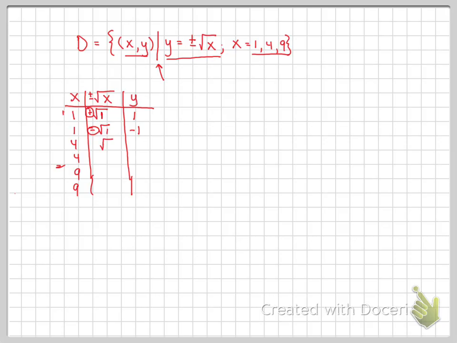Okay, the square root of 4, positive, is 2, and the square root of 4, negative, is negative 2. Okay, the square root of 9 when it's positive is 3, and the square root of 9 when it's negative is negative 3. Okay, now we can graph. It just says make a table to find the ordered pairs and then graph the ordered pairs. Okay, so we will plot those coordinates.